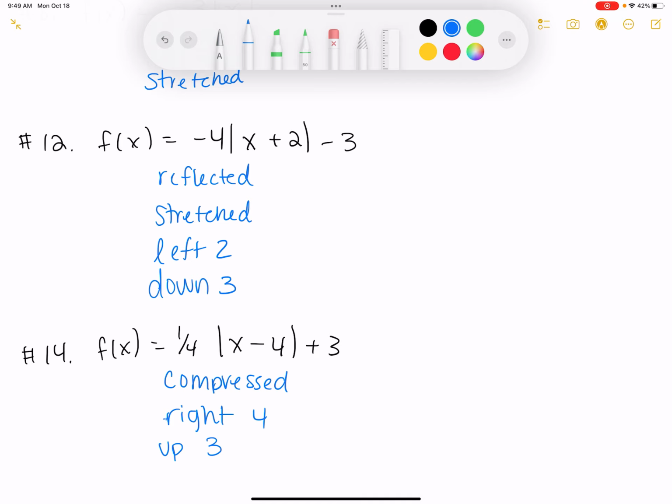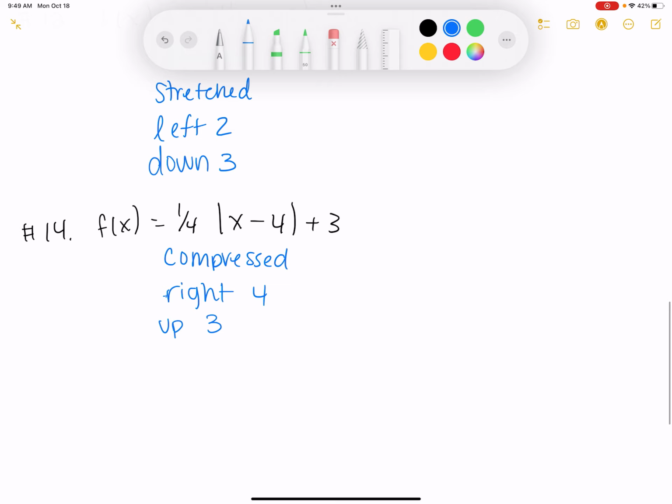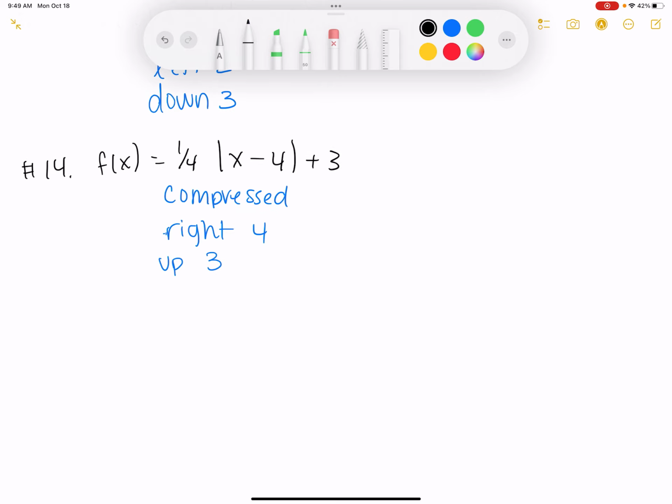Alright, the next ones give you a graph and want you to write the equation. Okay? I don't like that. This is so involved. So you may want to get your books out because I'm not copying these graphs over.